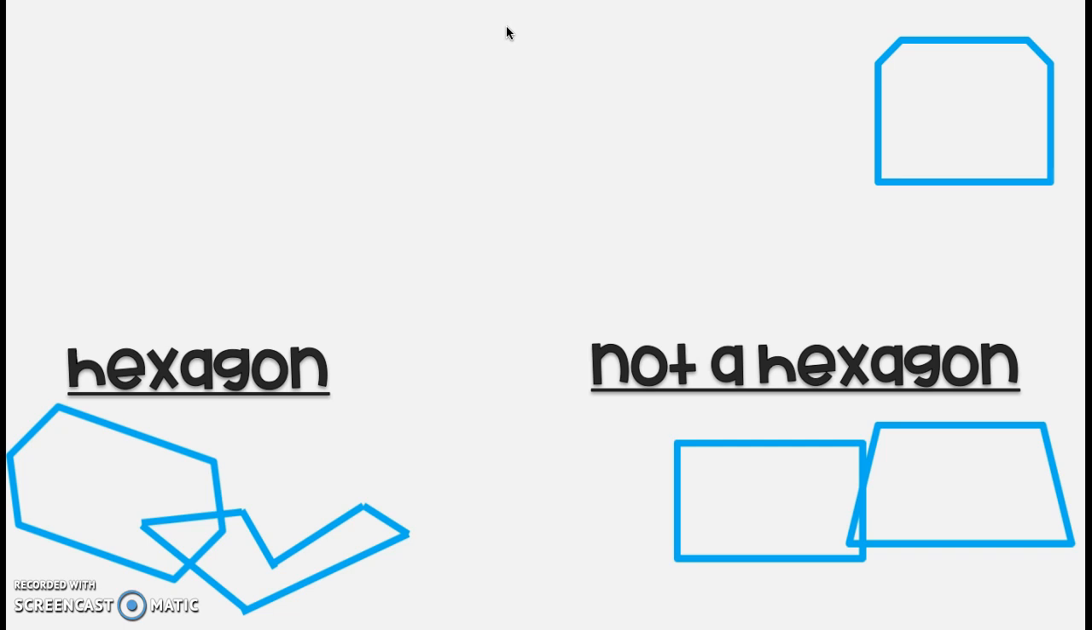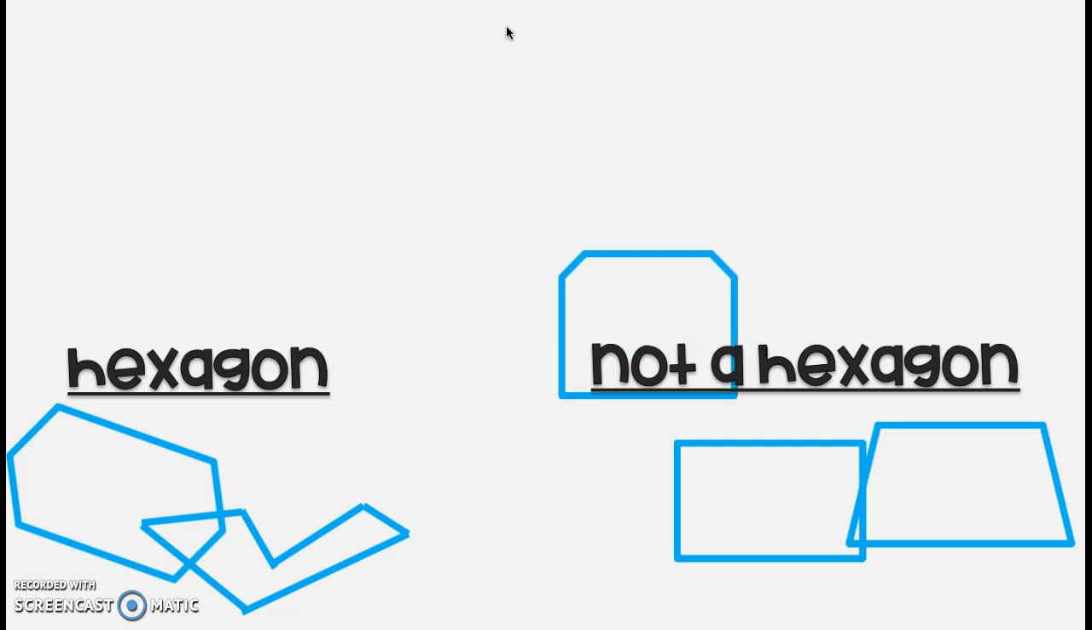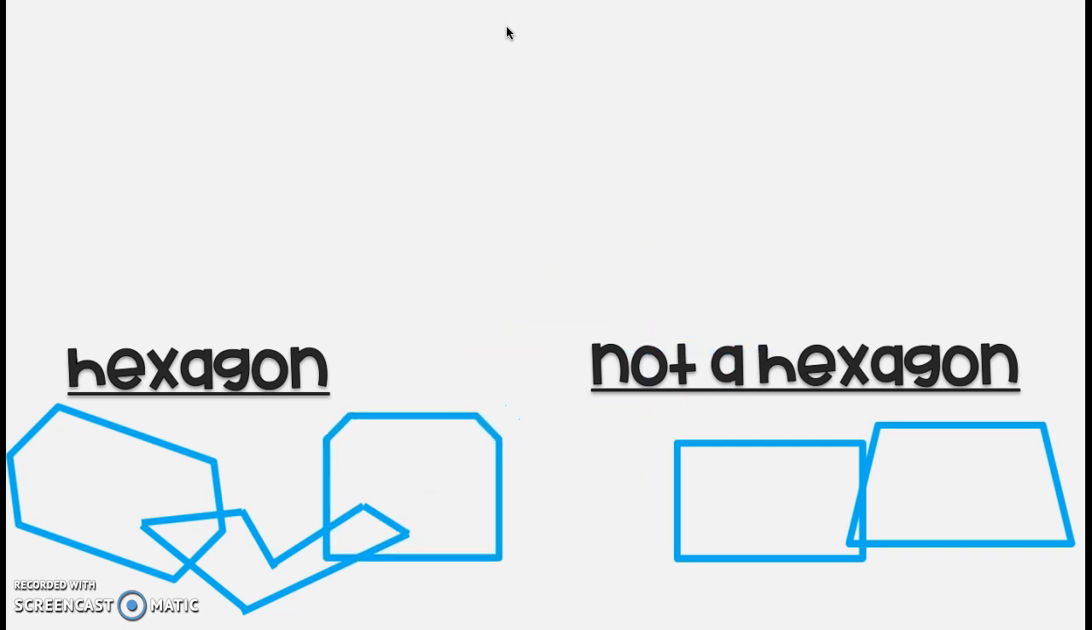Did you figure it out? Yes, it is a hexagon. It has 6 sides, and straight lines, and 6 corners.